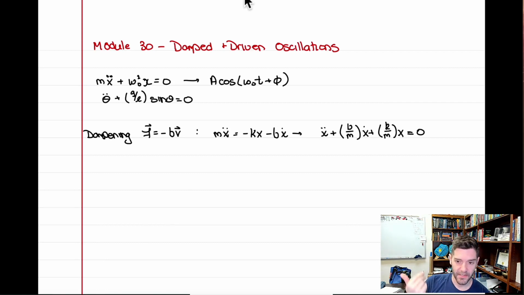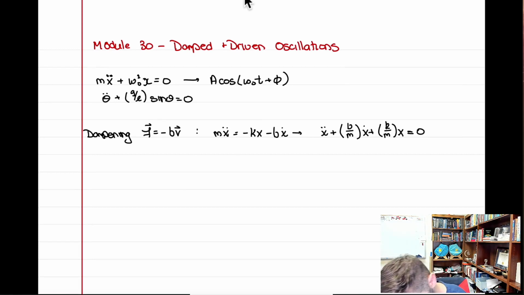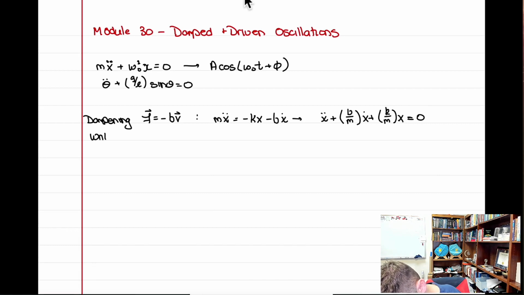This is still a linear, homogeneous, second-order differential equation. You can still solve it with the exact same methods as we did before, but now there's this additional term, which is going to appear in the auxiliary equation. We're going to write, again, k over m as omega naught squared, which we're going to call the natural frequency.